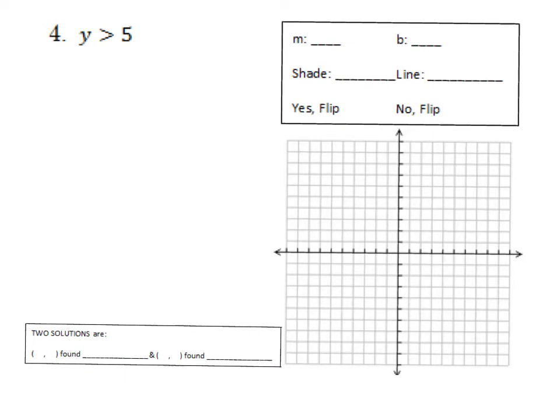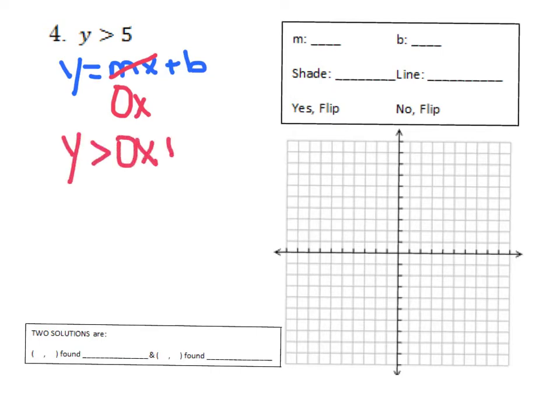Next problem, same situation. Notice the nice thing for this one is it's already solved for y. Perfect. So I'm just going to write y equals mx plus b. What you should notice here is that the mx, our x value, is gone. It's disappeared. Well, what's the only number that can make x disappear? 0. So this is really saying y is greater than 0x plus 5.